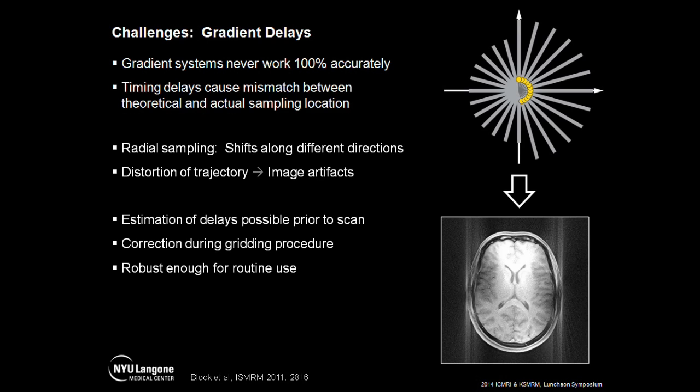Now, fortunately, the gradient systems of recent MRI systems have a quite predictable behavior, and therefore it was possible for us to develop a compensation mechanism. So prior to each scan, we perform a quick calibration scan, and with these calibration scans, we estimate these gradient delays. We can then use these gradient delays to correct the position of our sample points during the gridding procedure, so that we get good image quality even in the presence of such gradient delays. And it turned out that this mechanism works quite reliably, and therefore it enables us now for the first time to use radial sampling for clinical routine applications.